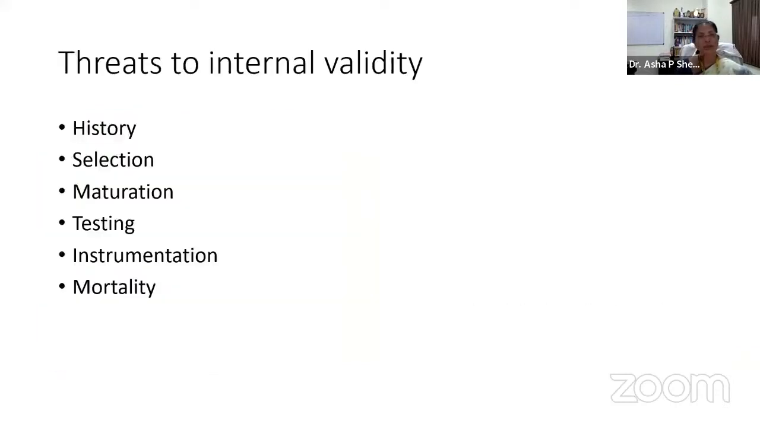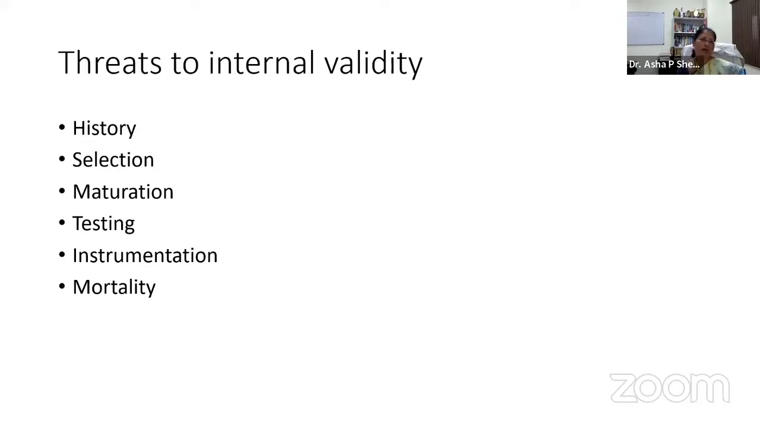Okay, so there are certain threats to this internal validity. For example, the history. The history is something that happens besides the intervention or experimental treatment that we have given during the course of the study, that influences the dependent variable.